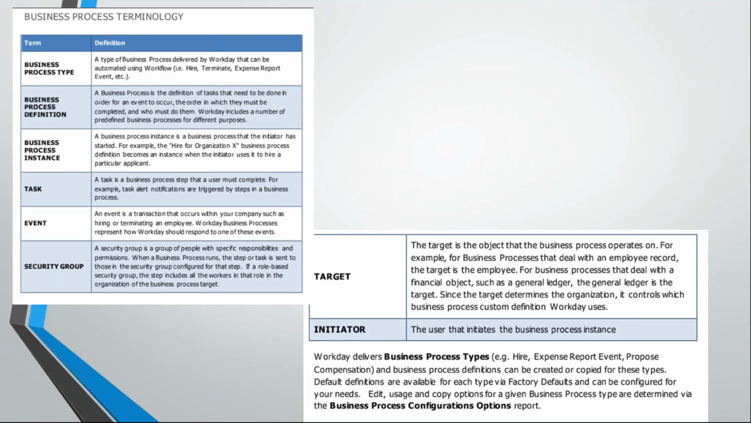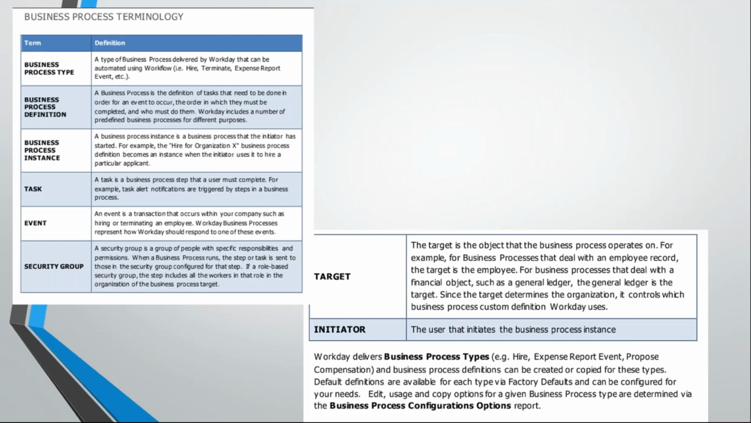And then about the business process terminology that we see on the screen, it is business process type. What we call a business process type: hire is a business process type, change job is a business process type, termination is a business process type.